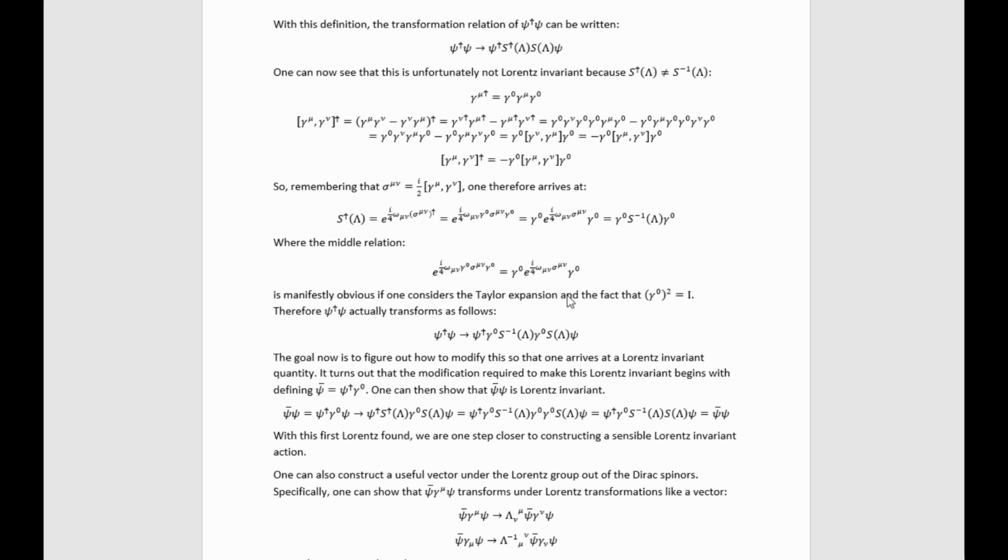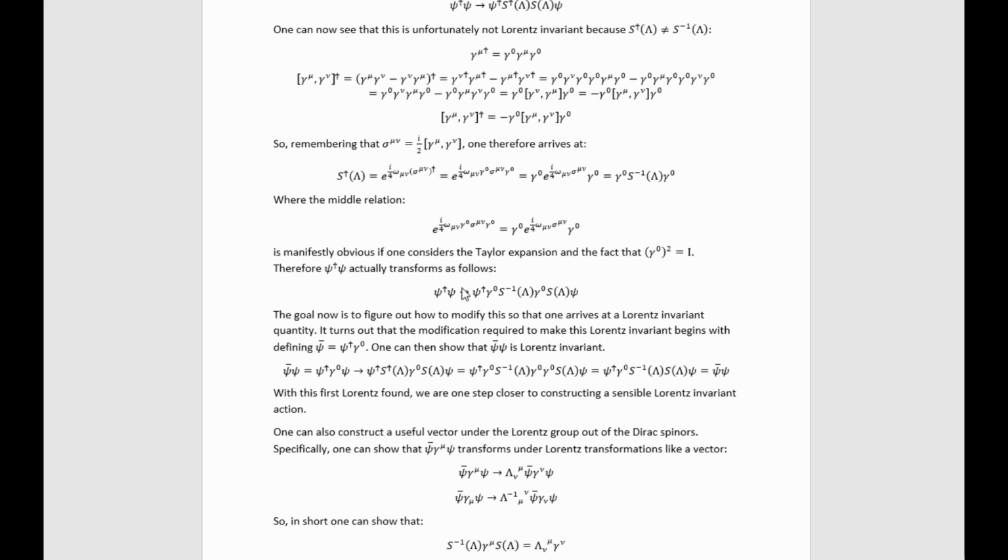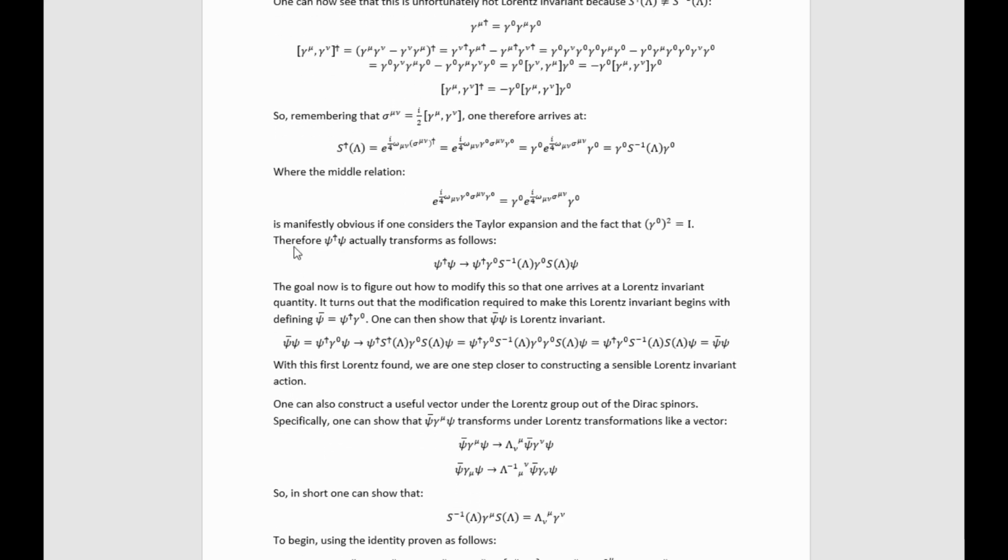Then in quadratic and higher terms, you end up with multiple powers of this on this side and multiple powers of this sandwiched between these two things on this side. And that would be a problem if the gamma naught didn't square to the identity. That way all the ones that would stop this from equaling that end up squaring to the identity, and you end up with some number of powers of this sandwiched between two external gamma naughts on both sides, so it ends up being absolutely equal. Therefore, psi dagger psi actually transforms like this.